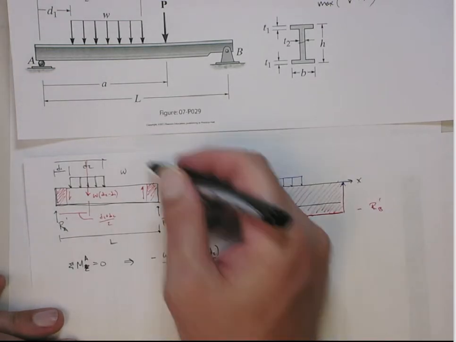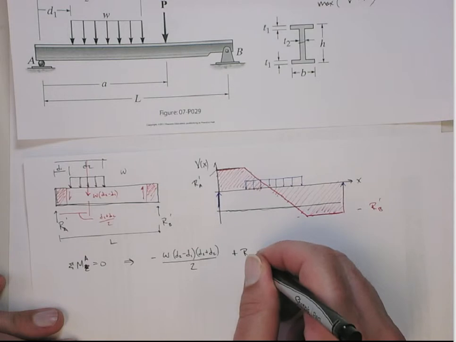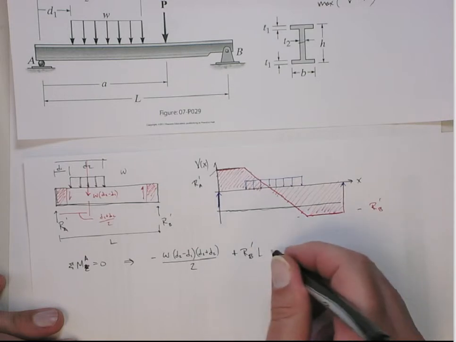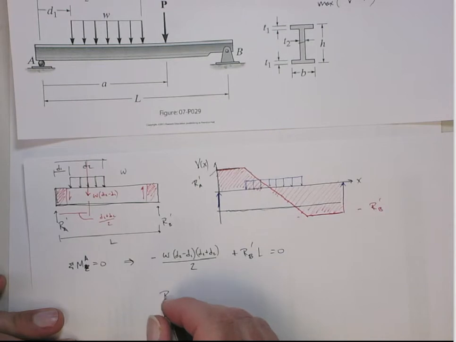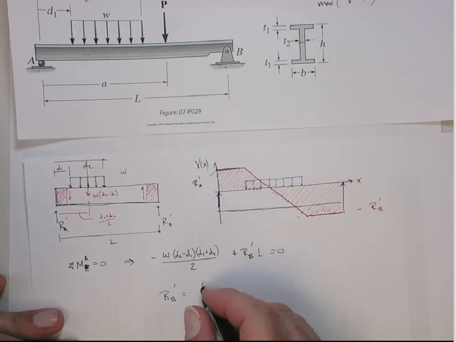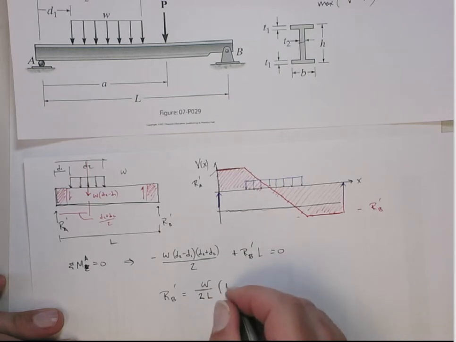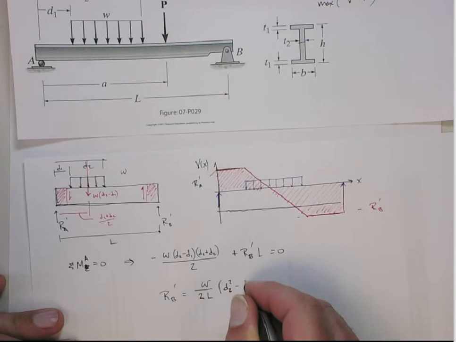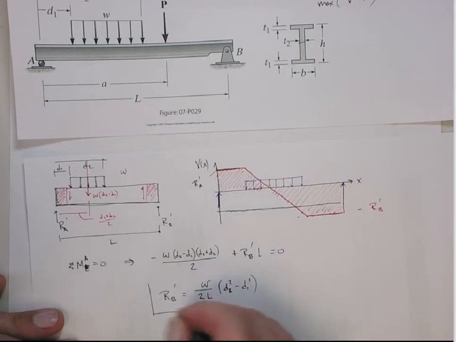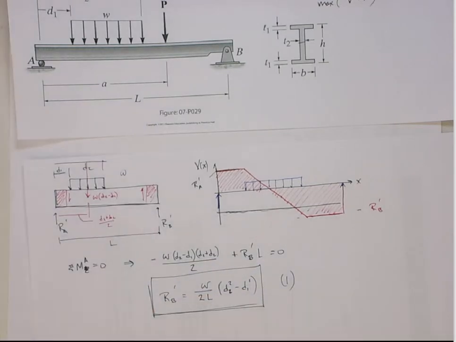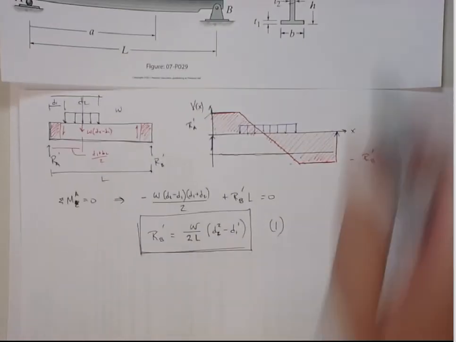And then this one is going to give me a positive RB prime, and its moment arm is L, and that all has to equal 0. So that tells me that RB prime is equal to W over 2L times D2 squared minus D1 squared. So let's save that. That'll be one of the first equations we'll use in our program. All right? So we can get this reaction force. So that'll peg that into the diagram. Now we know that the sum of forces in the y also is equal to 0.